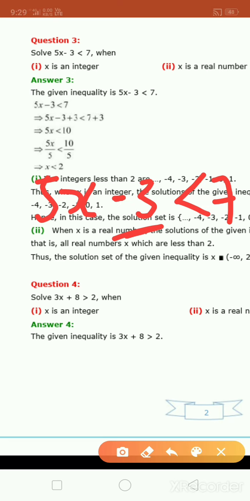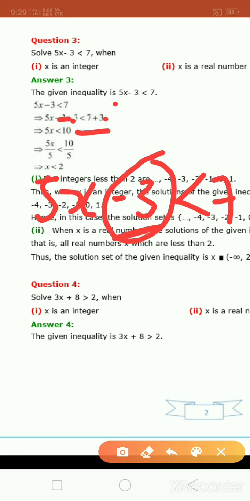Why? Because minus 3 and minus 3 become minus 6. If you want to remove this minus 3, you have to add plus 3. Minus 3 plus 3 will get 0. So add plus 3 on both sides. So minus 3 plus 3 cancels over here. So 5x is less than 7 plus 3, which is 10.